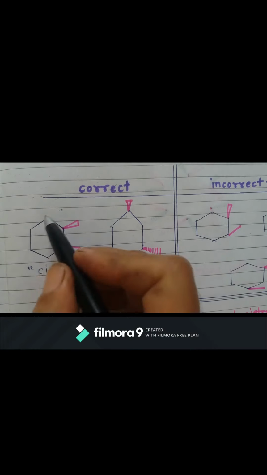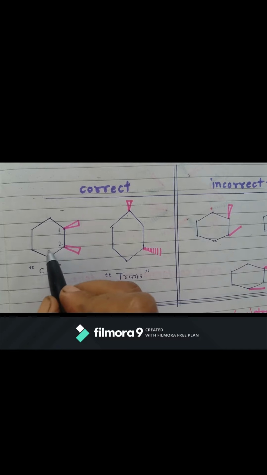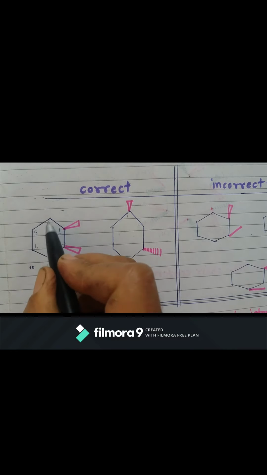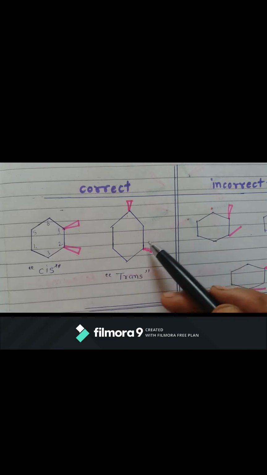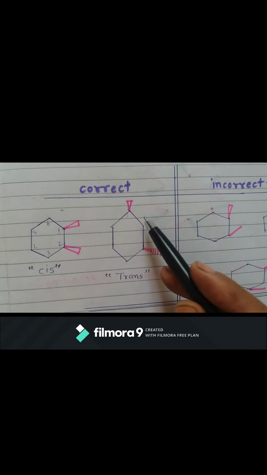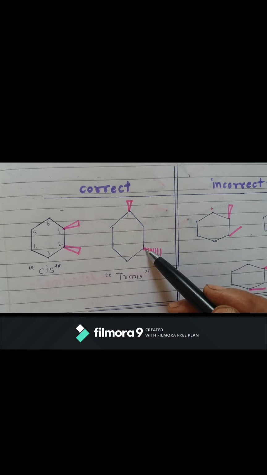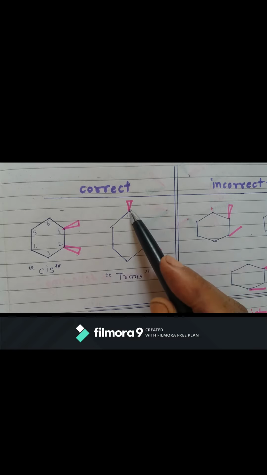So as you can see in your images, cis 1,2 cyclohexane, we have to draw in this way. So cis means both bonds above the plane of the paper, and in the same case we can draw the trans cyclohexane system, trans 1,3 substituted cyclohexane. So trans means one should be above the plane of the paper and another bond should be below the plane of the paper. So these are the correct forms to draw the cyclohexane system.